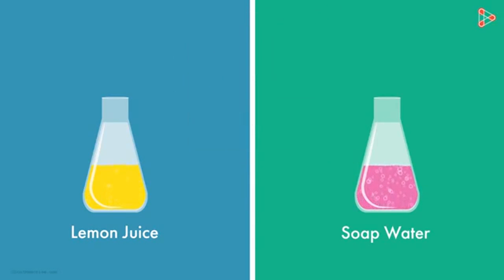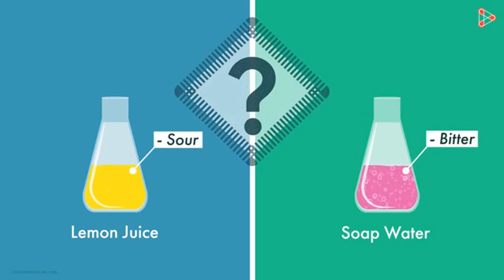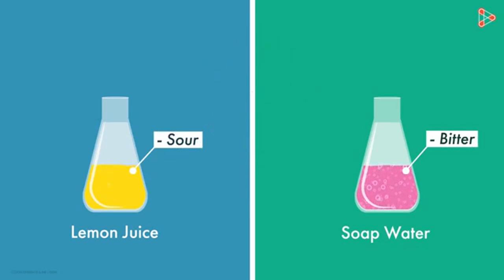There are more. Lemon juice tastes very sour. Soap water tastes slightly bitter. Please don't try to taste it. Just trust me, it tastes slightly bitter. Is this a major difference between the two? Yes. Taste is an important parameter as it takes us to the chemical properties.